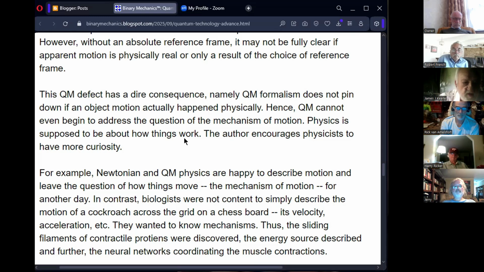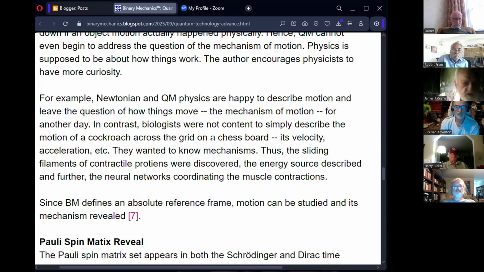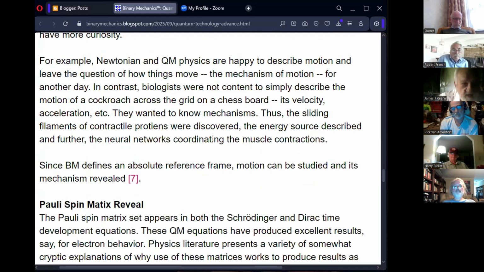Physics is supposed to be about how things work. The author encourages physicists to have more curiosity. For example, Newtonian and quantum mechanic physics are happy to describe motion and leave the question of how things move, the mechanism of motion, for another day. In contrast, biologists, and by the way, they always say that physics is a higher, a better science than biology. Well, I think the physicists have to catch up with the biologists.